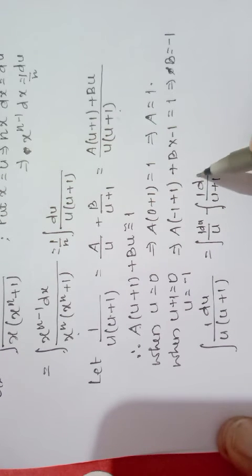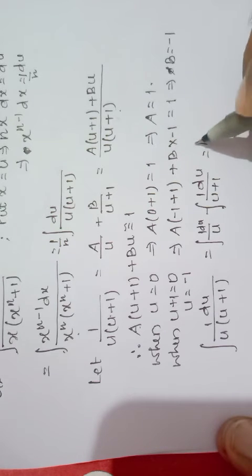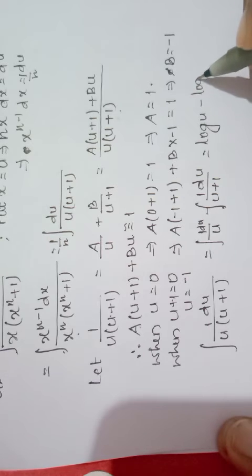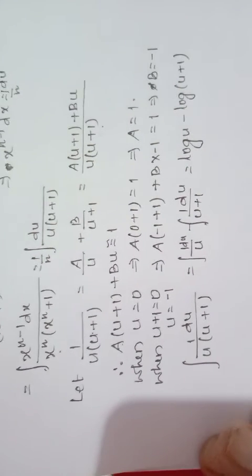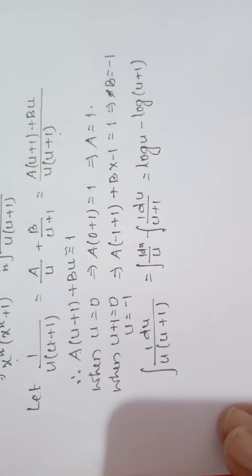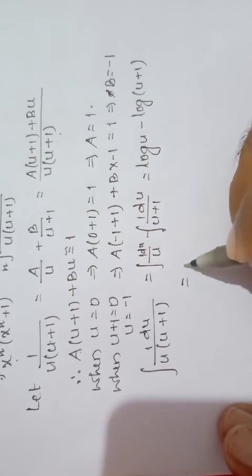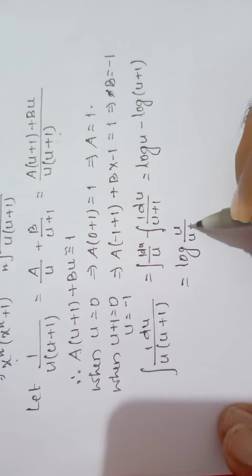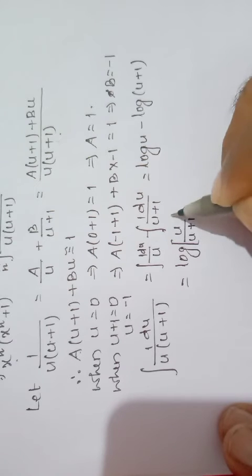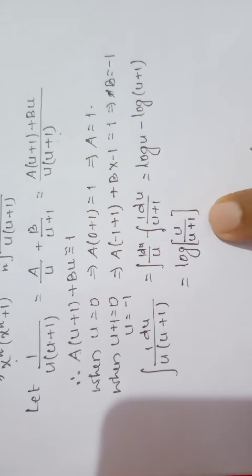Integration of 1/(u(u+1)) du. Its integration is log u minus log(u+1). Log a minus log b should be log of u upon u plus 1. This is according to the property of logarithm. Now write down the value of u.